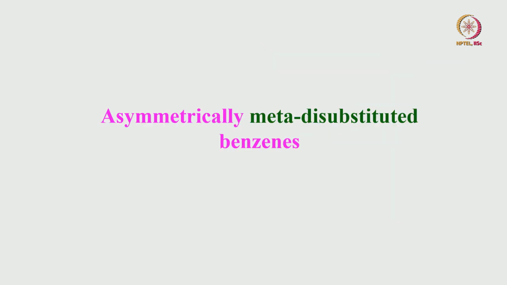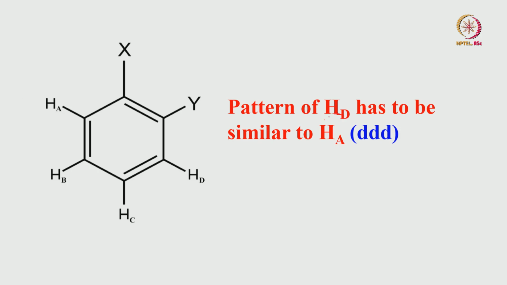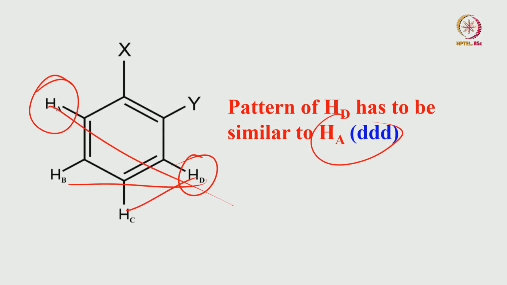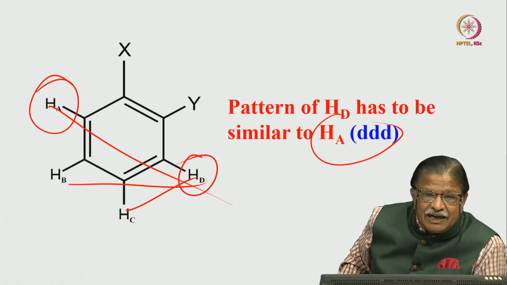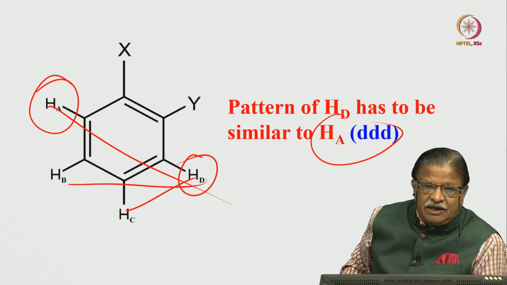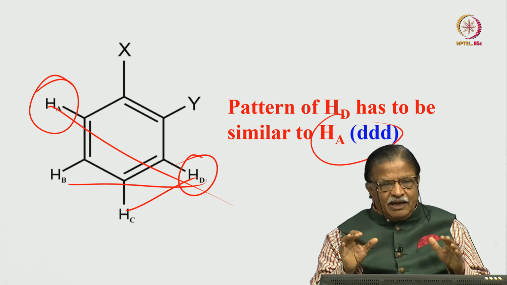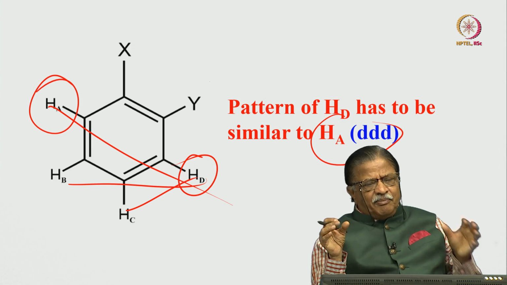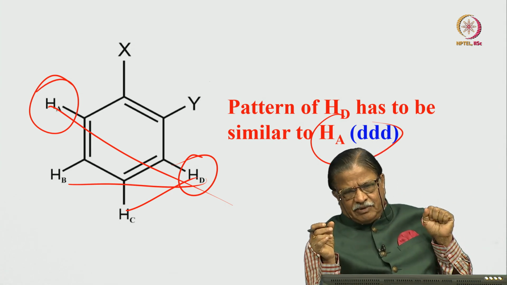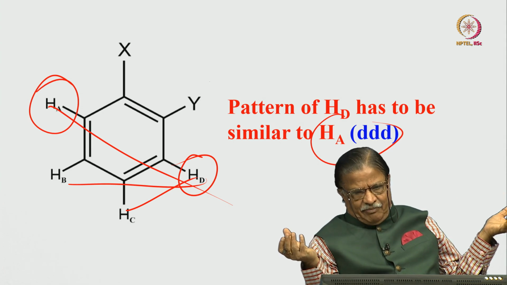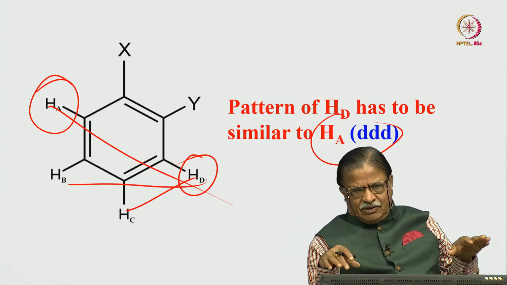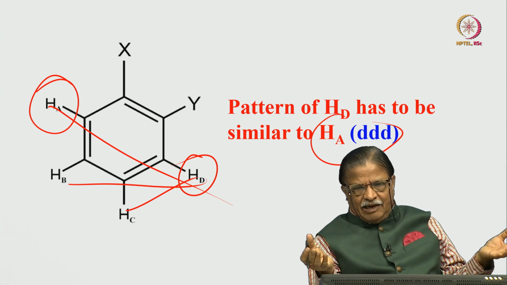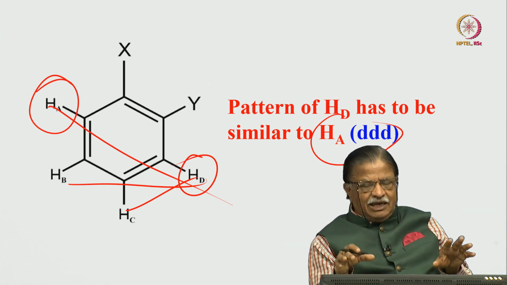Go to the last one, proton D. This one has a pattern similar to A, because it has one ortho coupling, one meta coupling, and one para coupling. It will be an 8-line pattern. This is how you will get the spectrum if you have an asymmetrically ortho disubstituted benzene. Simply remember, in an asymmetric ortho substituted ring, the protons ortho to the substituents can have a DDD, 8-line pattern. Protons which are meta to the substituents can be a triplet of doublets or an 8-line pattern, depending upon whether the ortho couplings are identical or different.